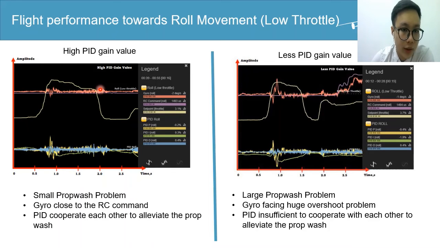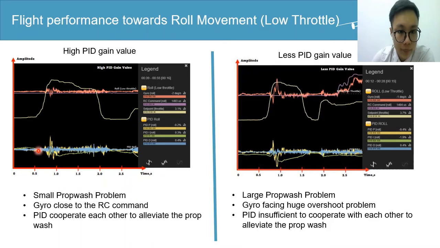So back to the analysis. For the high PID value part, the gyro faces a small oscillation here when the throttle level is suddenly increased, which means a small prop wash is happening here. The RC command is unchanged because the roll axis supposedly did not have any changes on the stick command, which means the oscillation created by the gyro is an unwanted movement.